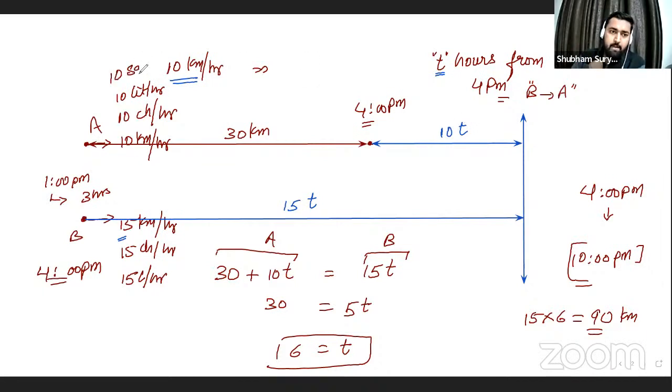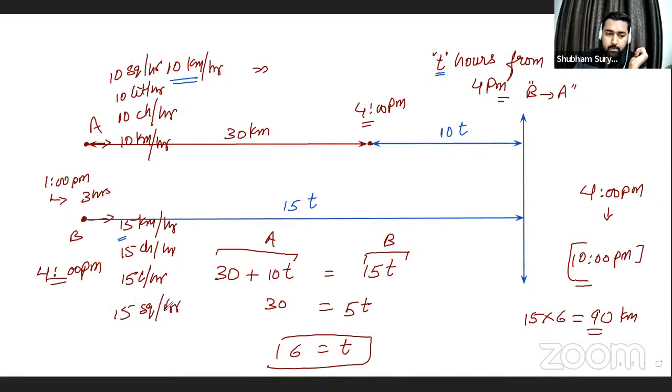The person A is painting at the rate of 10 square feet per hour, right. Here is one more variation, guys: instead of per hour it could be per minute as well, or per second as well. Then also it doesn't make a lot of difference guys if units change, everything else remains the same. So person A is painting at 10 square feet per hour, person B is painting at 15 square feet per hour.